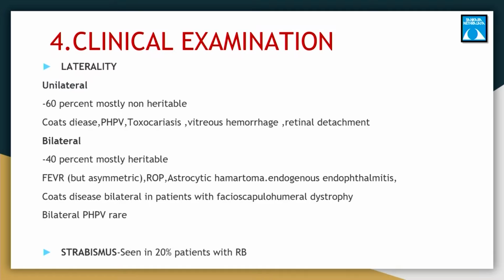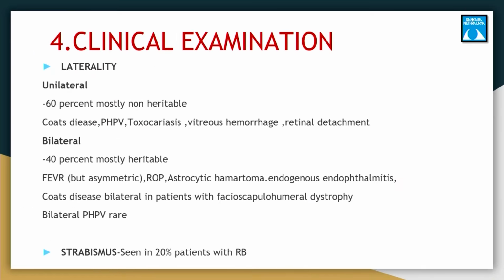Laterality: mostly non-heritable RBs are unilateral, and heritable RBs are bilateral, which is seen in 40% of cases. Coats disease mostly is unilateral. PHPV is unilateral. Toxocariasis is also unilateral. FEVR is asymmetric, but it is bilateral. ROP is also bilateral. Astrocytic hamartomas and endogenous endophthalmitis also are bilateral. Coats disease can rarely be bilateral in patients with facioscapulohumeral dystrophy, and PHPV can also be rarely bilateral.